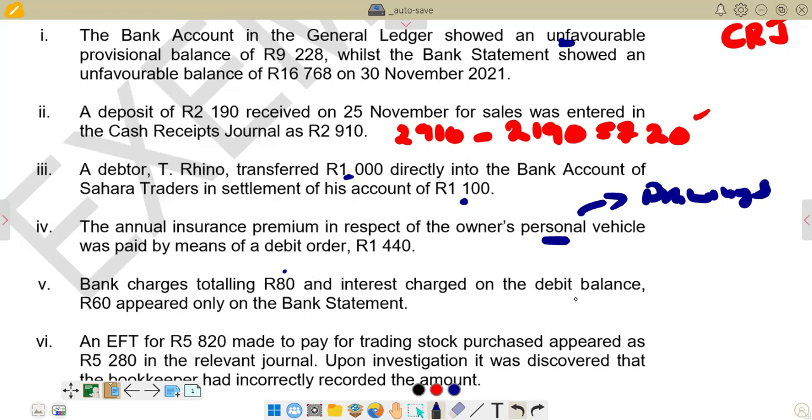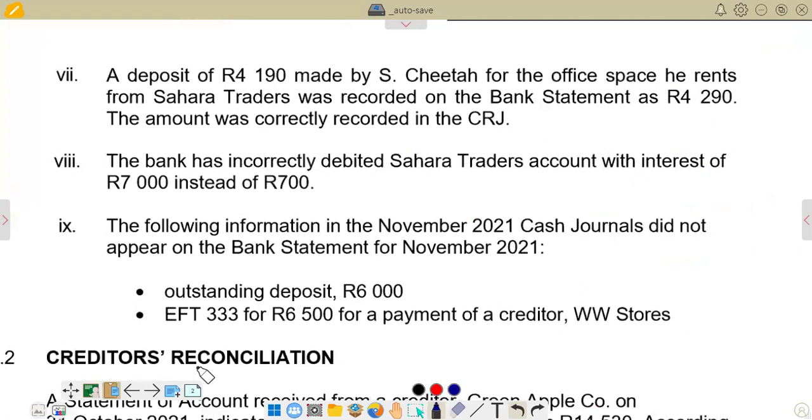When it's a debit balance on the bank statement, it means this is a bank overdraft. So what we are going to do is update our bank account by putting on the credit side our interest on overdraft. And then we put separately our bank charges, 80 rand. So interest we put 60 rand. So this is what we have. So we go to the credit side of the bank account and just put those missing amounts.